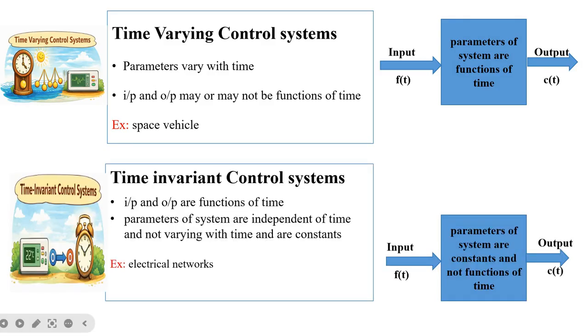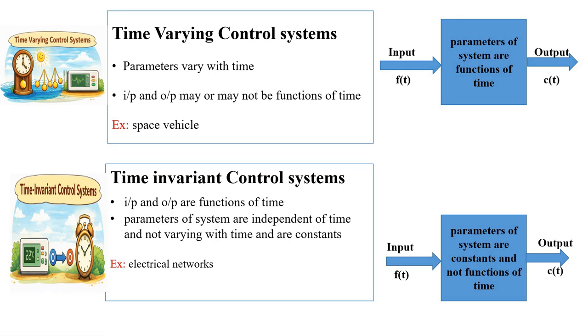Now next type is the time invariant control system. In time invariant control system, even though the inputs and outputs are functions of time, the parameters of the systems are independent of time, which are not varying with time, and these are constants. Then such a system is called the time invariant control system. So here an example you can consider is the different electrical networks which consist of elements such as resistances, inductances and capacitances, which are time invariant systems, as the values of the elements of such systems are constant and not functions of time. Okay, so here you can see you are giving the input f of t and output is c of t. So the parameters of the systems are functions of time in time varying control system, whereas here the parameters of the systems are constant and not functions of time in time invariant control system.